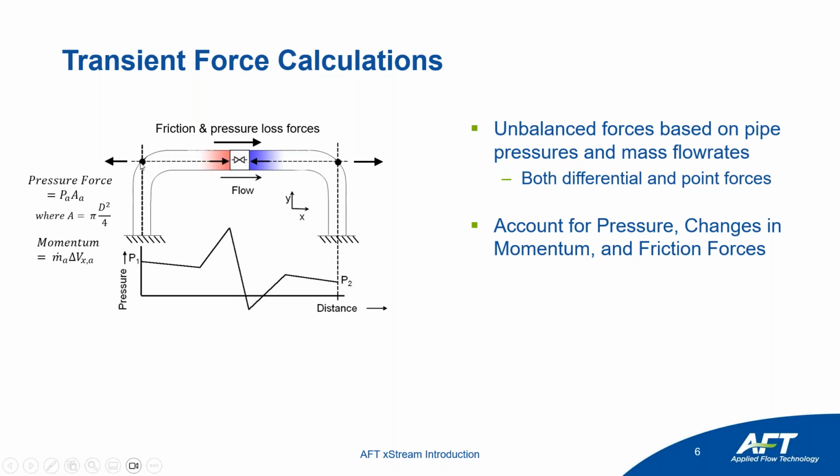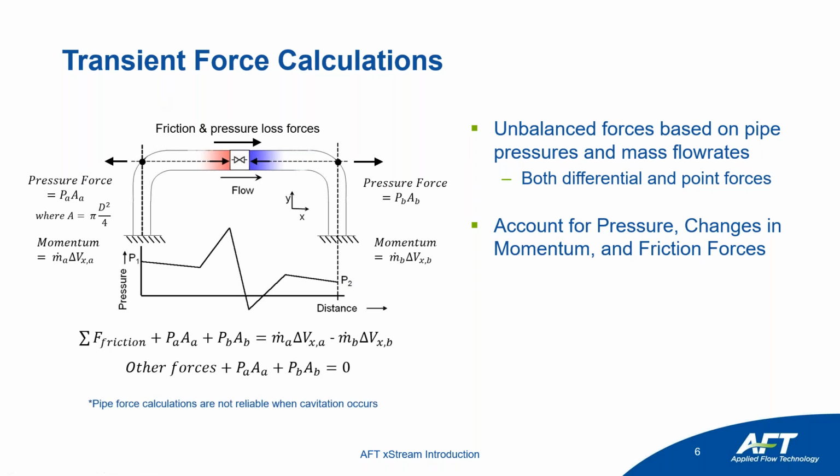So both changes in what's the pressure at this point, and also how much mass is going into and out of our control volume where we're calculating the force. Also considering frictional forces, so as your flow decreases, you're going to lose that frictional force, obviously pulling in a different direction.